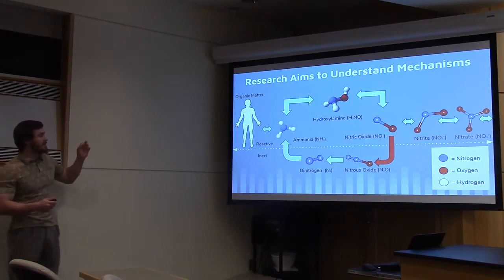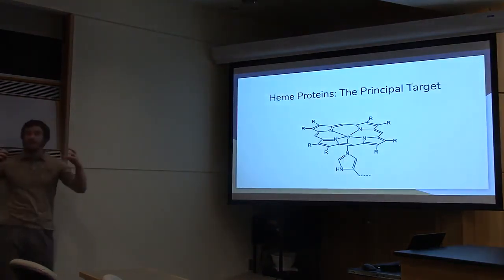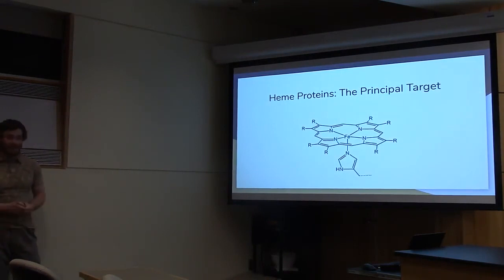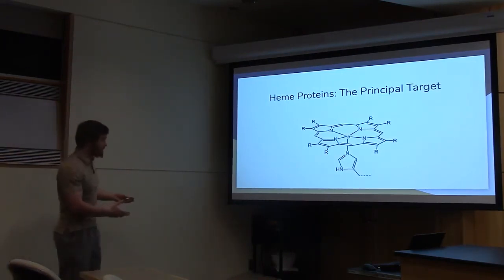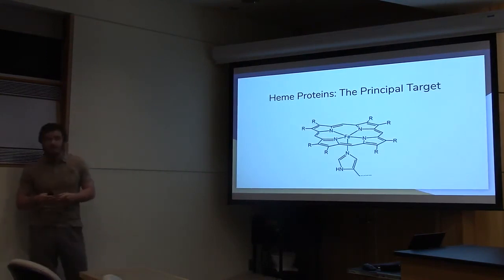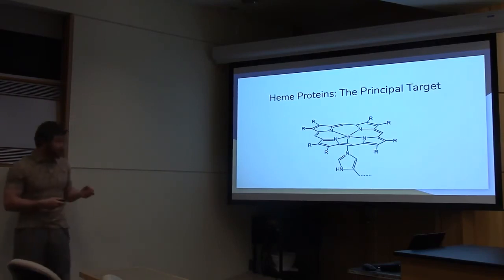Before I go into too much more detail on what that bacteria was and how that occurred, I want to talk about the molecule of interest within the bacteria that this would all be occurring at. And that would be a heme. A heme is the main biological target for nitric oxide reactions in general.